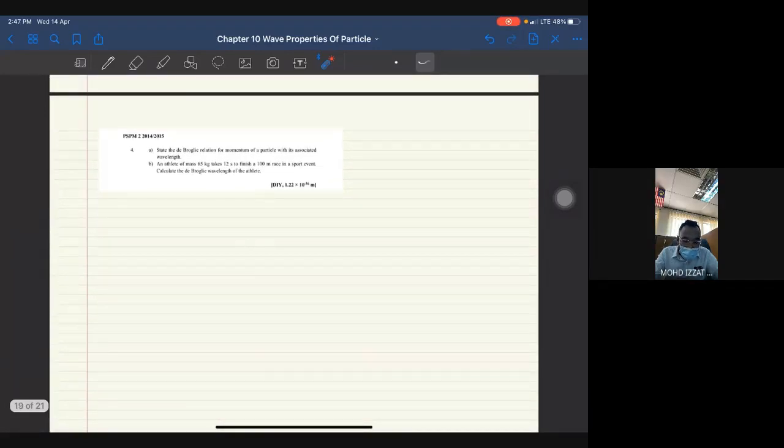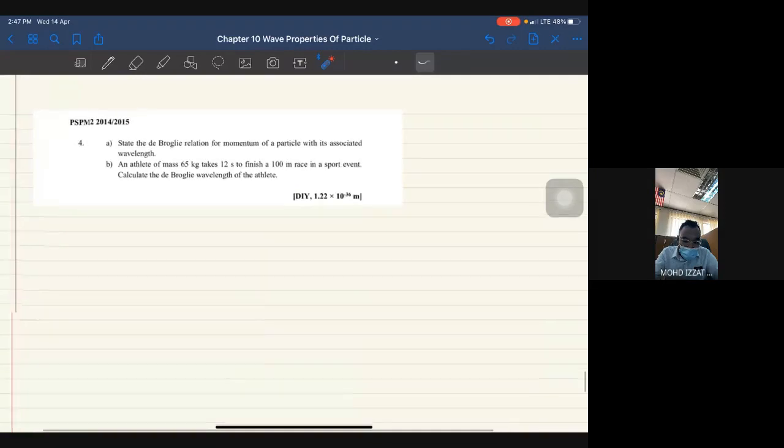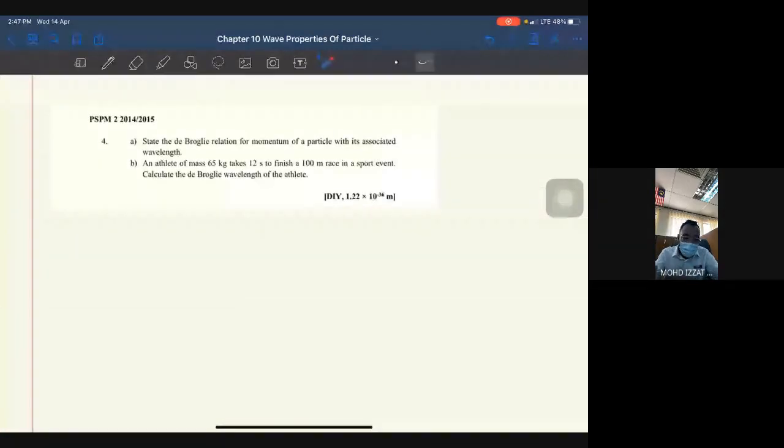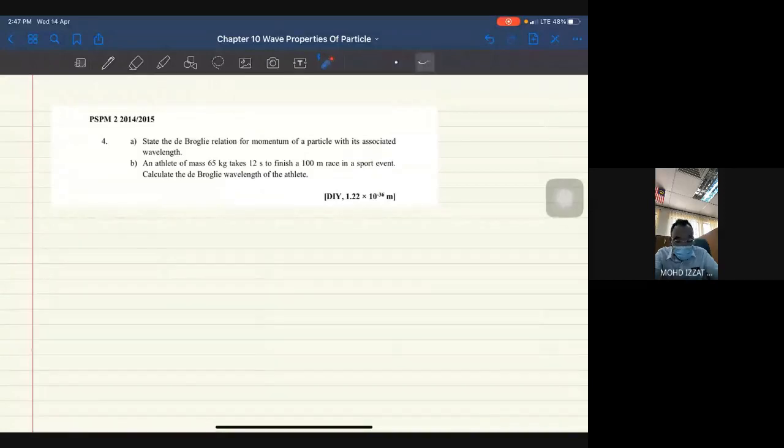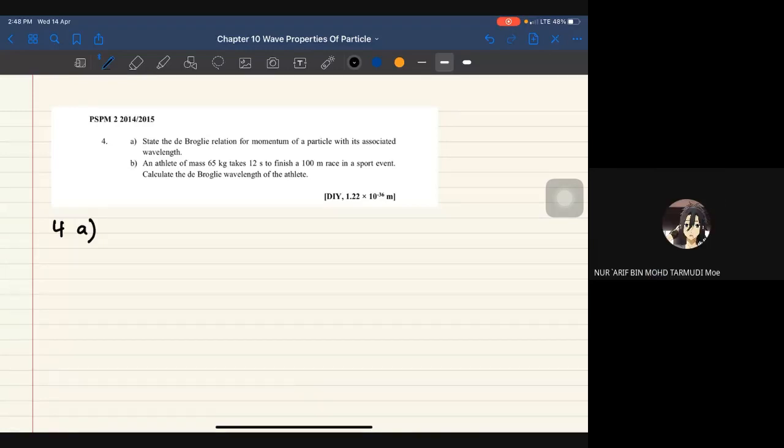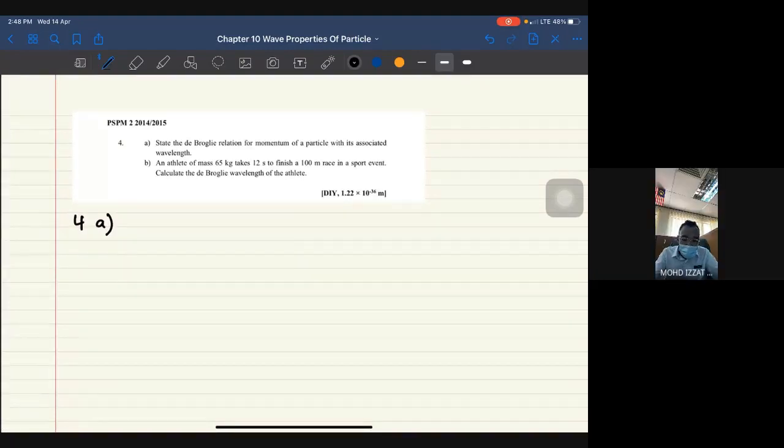Okay, maybe you can move on to question number 4. The question number 4 state the de Broglie relation for momentum. Also, the question want to state the de Broglie relation for momentum of a particle with associated wavelength. So apa? What is the de Broglie relation momentum with particle with wavelength? Apa dia punya relation tu? Inversely proportional, sir. Tapi this will state, so you can tulis dia punya formula terus lah. Tak ada masalah pun. Yang kamu cakap tu betul je, tak ada masalah.